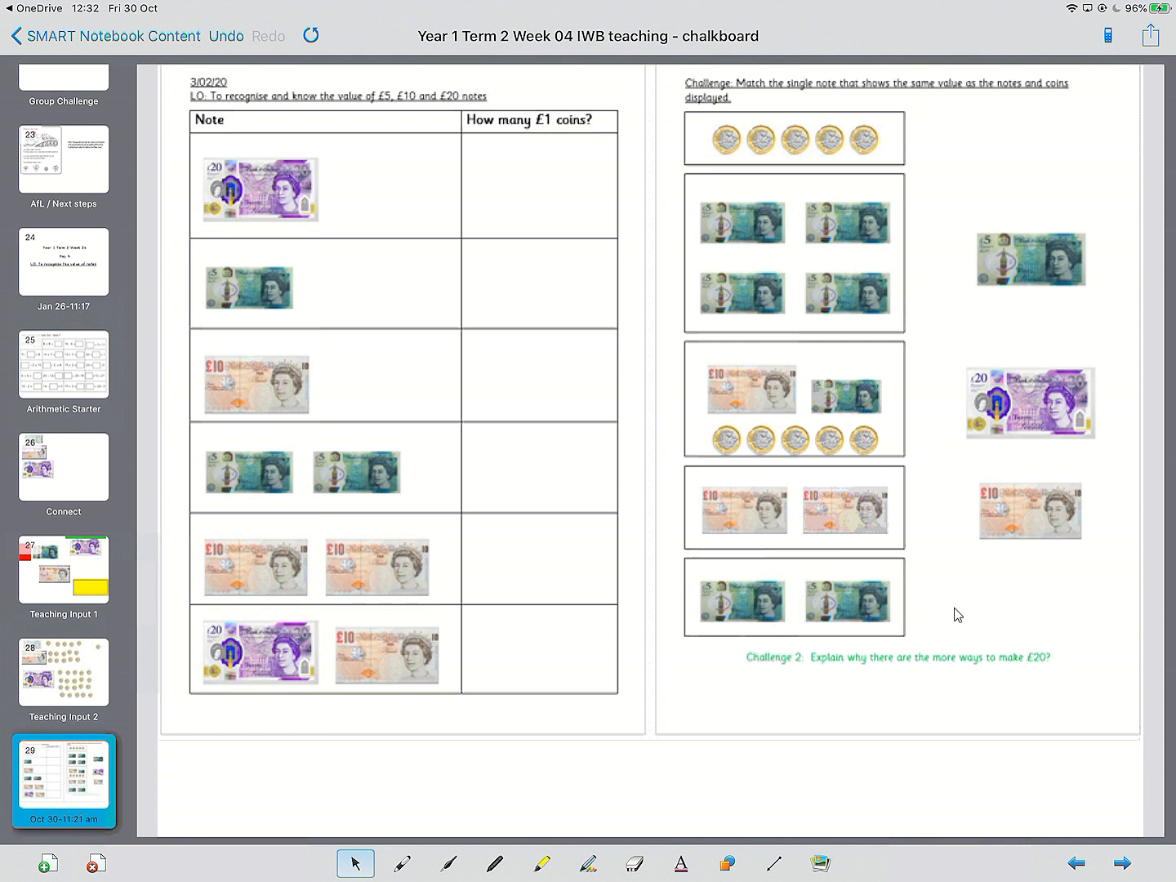Okay? So that is the end of today's lesson. And there is a final challenge. If you can explain to your grown-up why you think there are more ways of making £20, that would be brilliant. And that is the end of today's lesson and the end of the week's learning. I hope you've enjoyed your work on money.